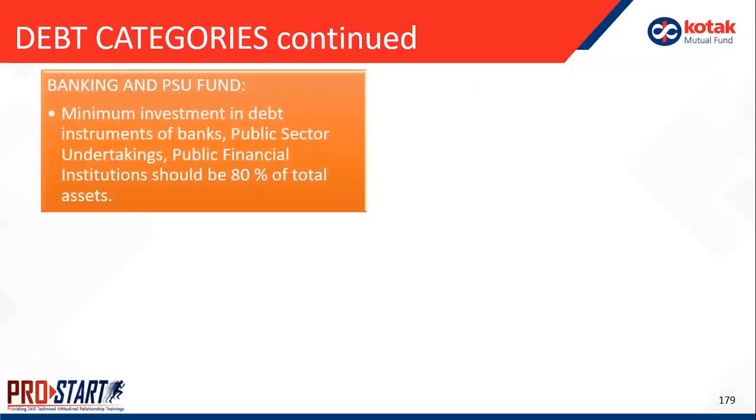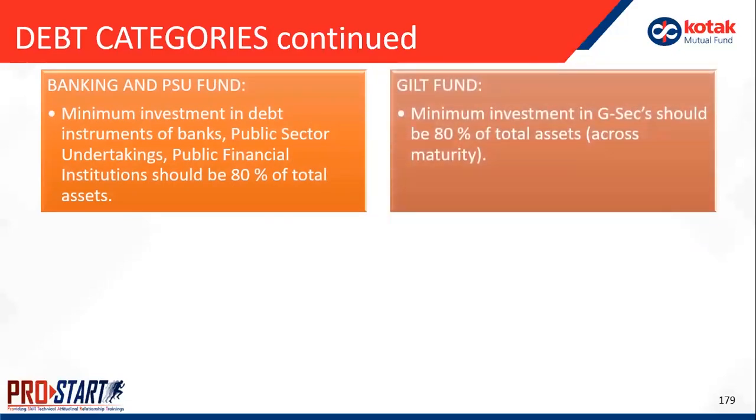Banking and PSU funds. Minimum investment in debt instruments of banks, public sector undertakings, public financial institutions should be 80% of the total assets. Gilt funds. Minimum investment in G-Secs or government securities should be 80% of the total assets across maturities.